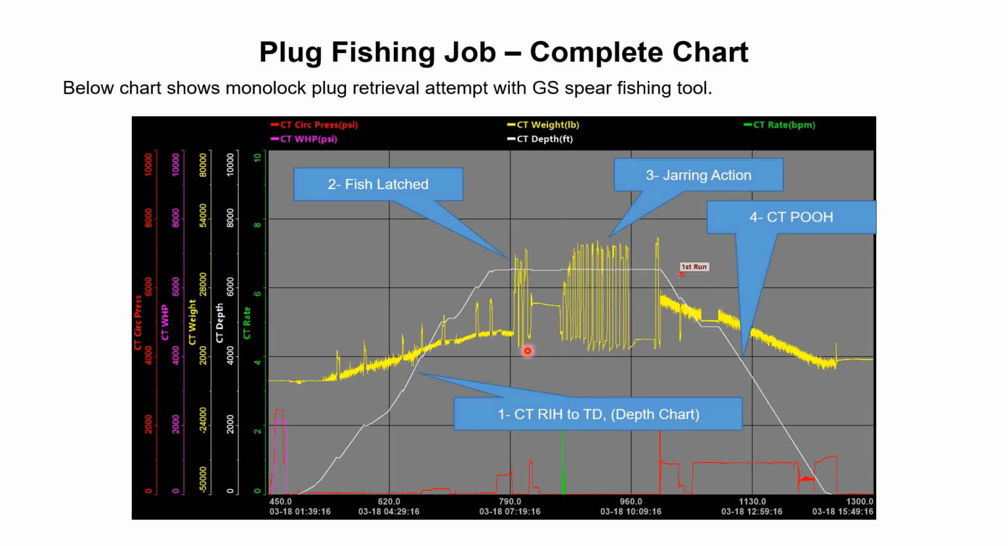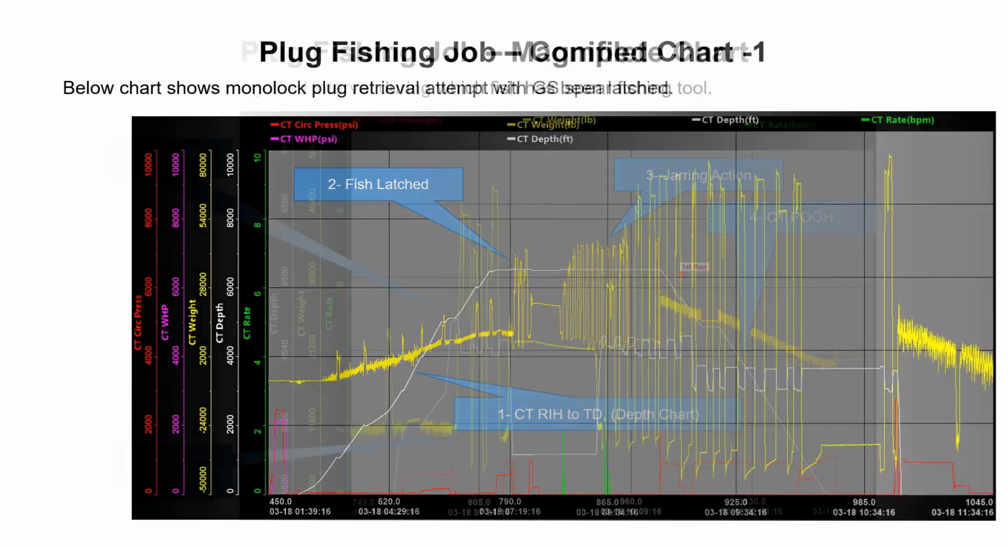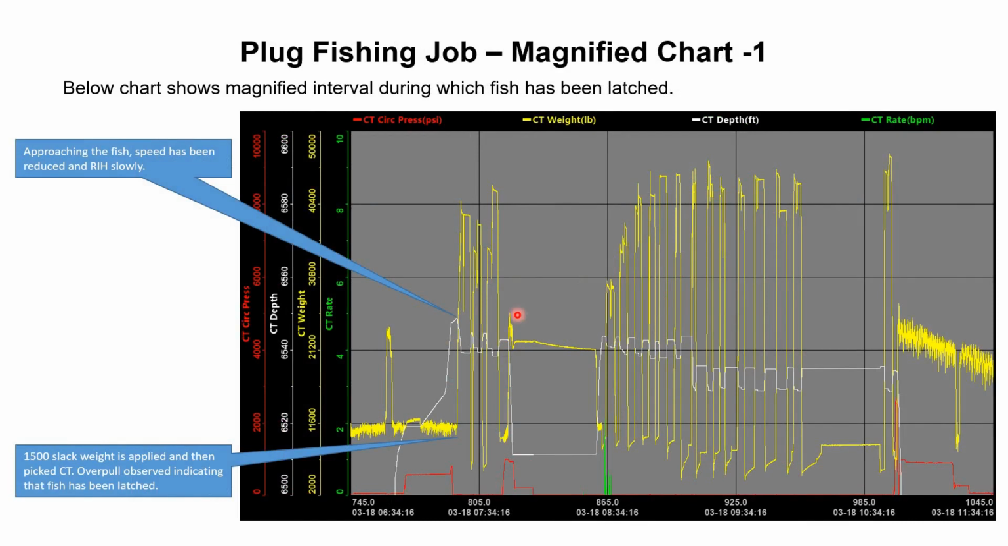Now we'll see how we latched the fish. We'll magnify this particular portion and then understand how we latched the fish. Here we have the magnified chart. The lower chart shows the magnified interval during which the fish has been latched. Here we can see that the depth is increasing, that is we are running in the hole.